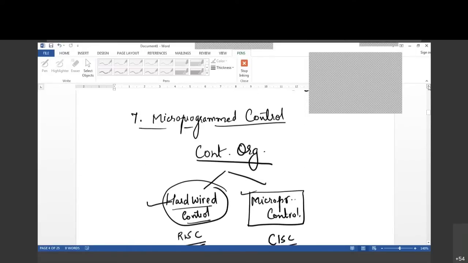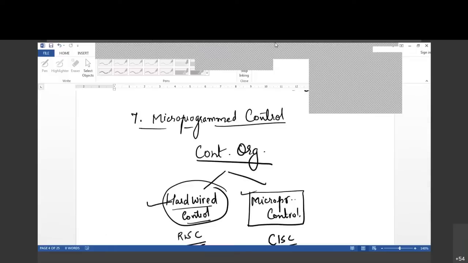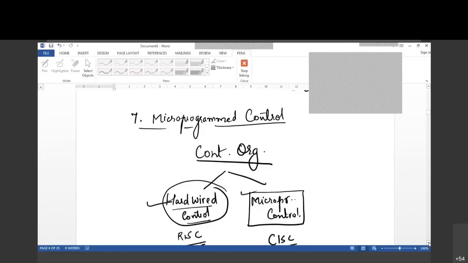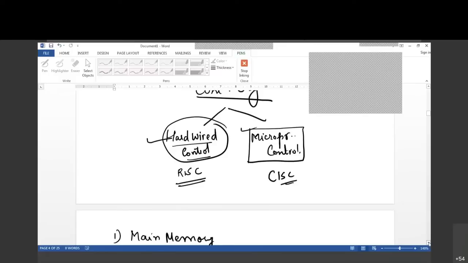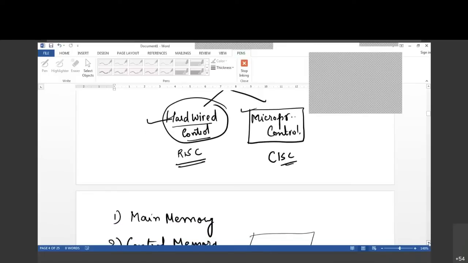Okay, yeah, we had started off with microprogrammed control, right? And I had explained the control organization. As we discussed previously, there are two ways in which we can design the control organization: hardwired control and microprogram control. Hardwired control we had seen in the previous chapter. That was basically designing using hardware components, using flip-flops, registers and all.